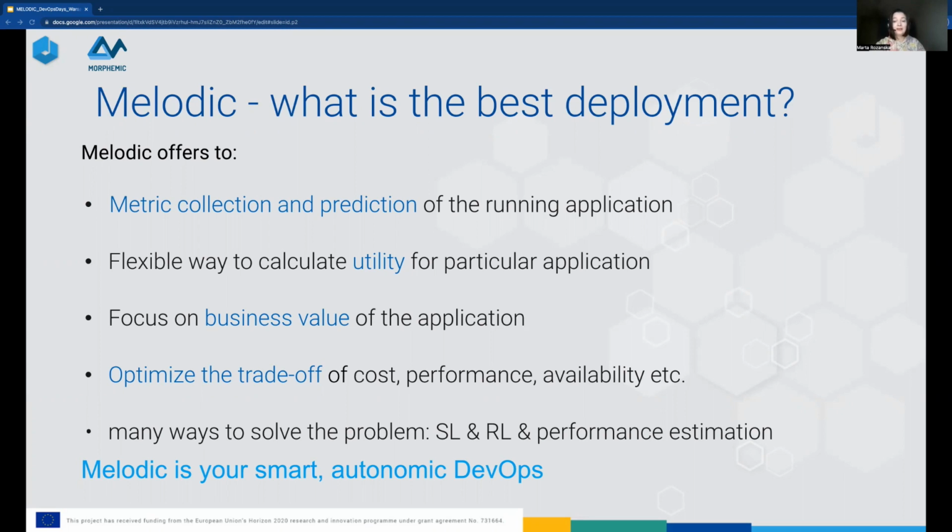Melodic supports a very flexible utility function approach to ensure the best possible optimization of cloud application deployment. I will not go into details now, but just to mention that Melodic uses 5 solvers using various optimization techniques such as Monte Carlo tree search, supervised learning combined with reinforcement learning, parallel tempering, learning automata, and we use these algorithms with very good results. We published many research papers in this area.